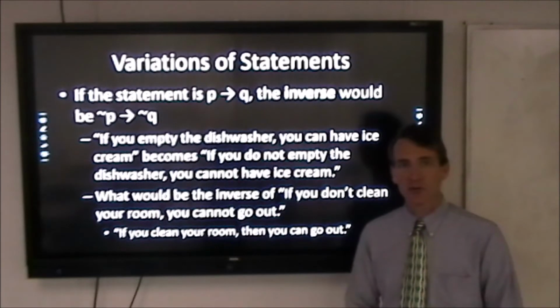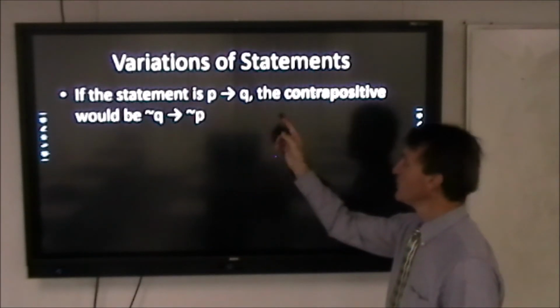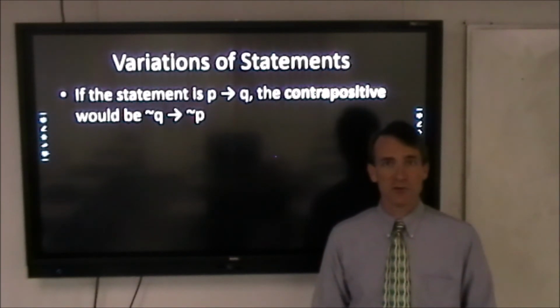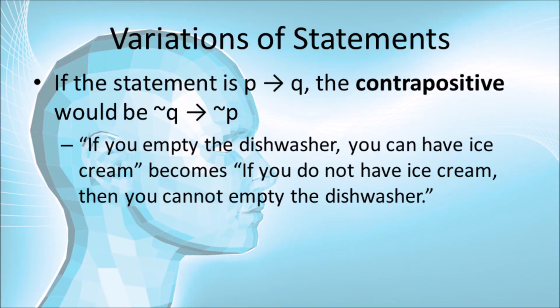So that brings us to our third and final variation, that is known as the contrapositive. The contrapositive is the combination of both the inverse and the converse. With the converse, we switch the two around. The contrapositive, we're going to switch the two around. In the inverse, we negate both phrases. In the contrapositive, we also negate both phrases. So the statement if P, then Q becomes if not Q, then not P. Using our dishwasher example, if you empty the dishwasher, then you can have ice cream, now becomes the contrapositive of if you do not have ice cream, then you cannot empty the dishwasher.